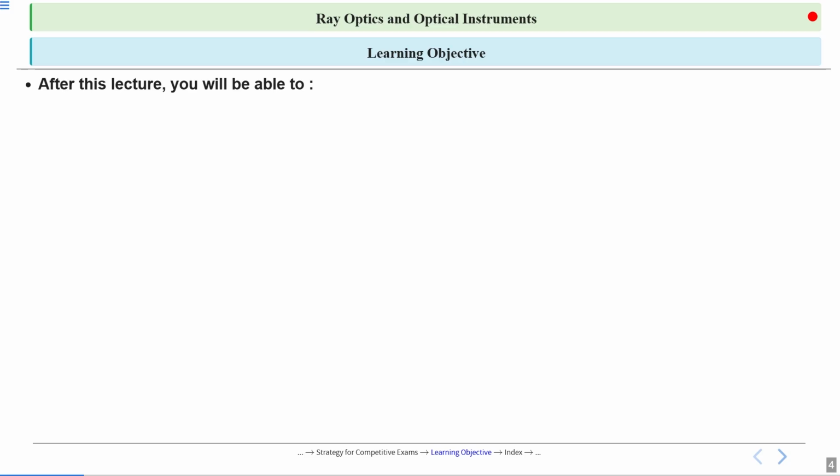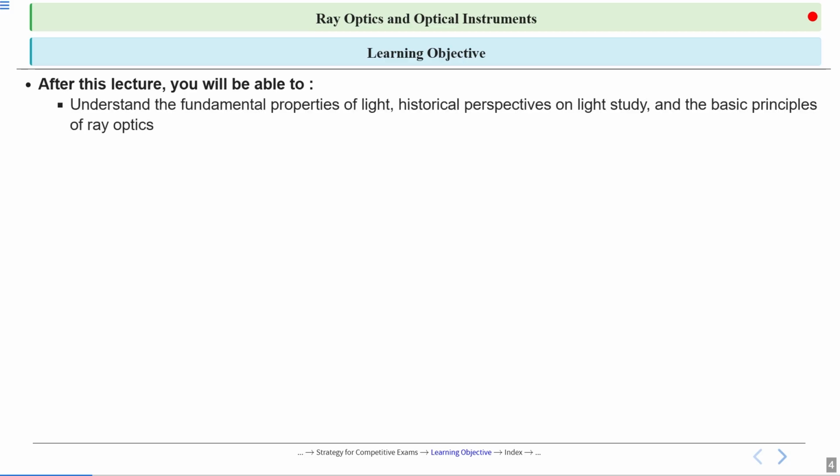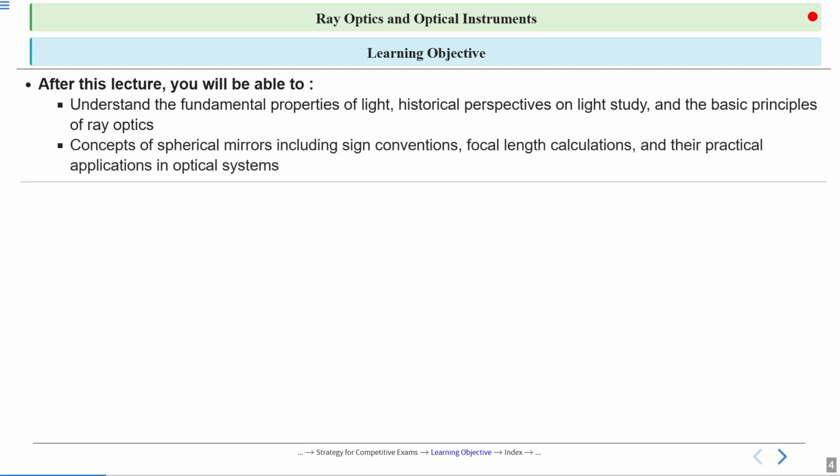After this lecture, you will be able to understand the fundamental properties of light, historic perspectives of light study, and the basic principles of ray optics. Today we are going to discuss the introduction part and the mirror equation. Sorry, the mirror equation we will discuss in the next chapter. Today we are going to discuss the geometrical representation of spherical mirrors and sign conventions. Also we will discuss the relation between focal length and radius of curvature. The concept of spherical mirrors including sign conventions, focal length calculations and their practical applications in optical systems.